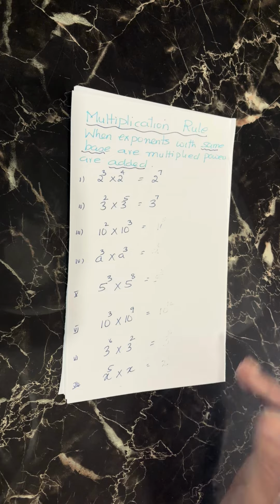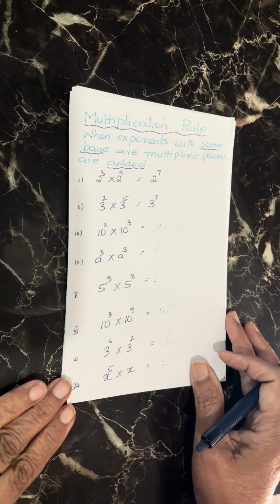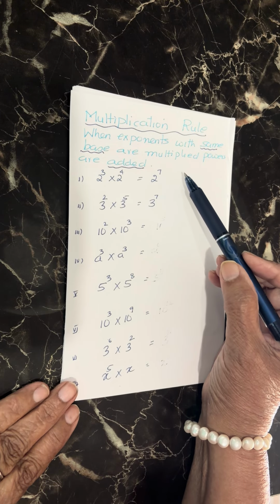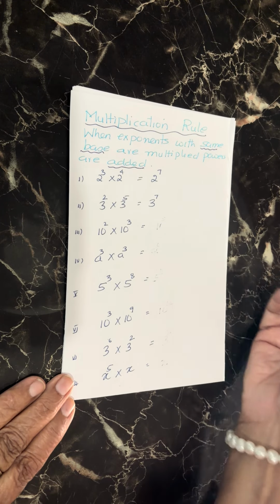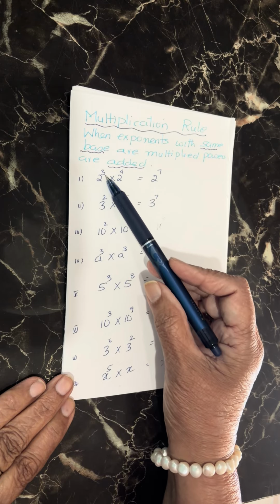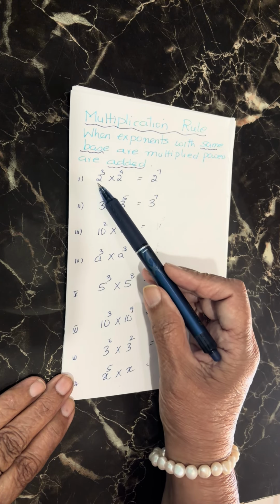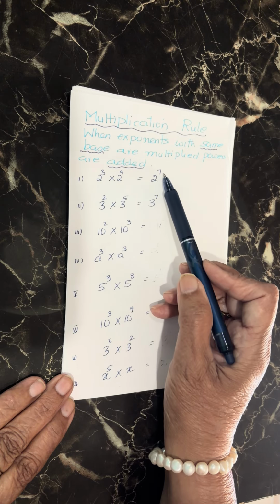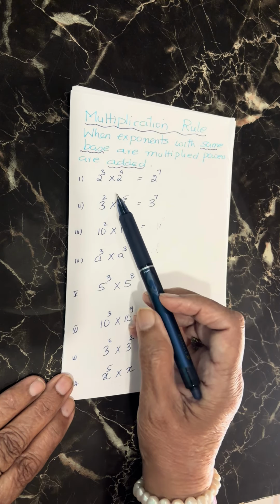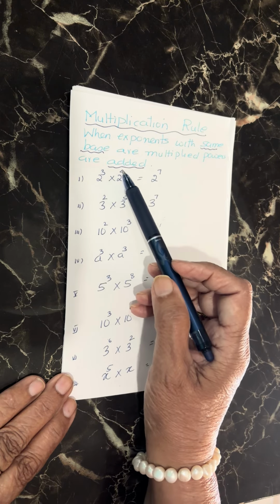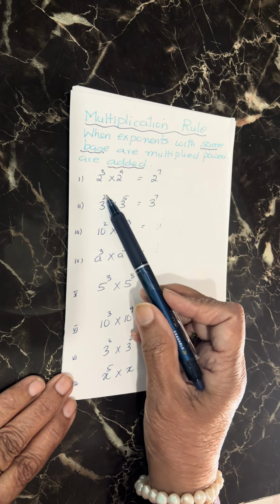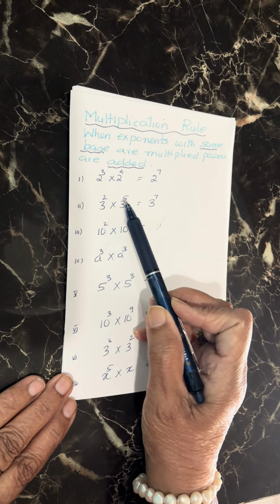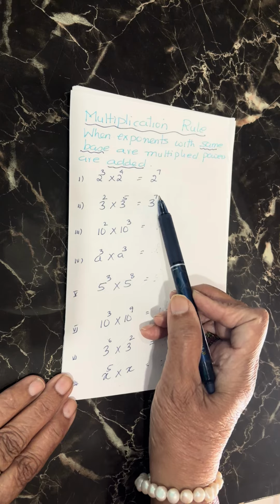So next rule is multiplication rule. So multiplication rule is when exponents with the same base are multiplied, the powers are added. Like example here, 2 to the power 3 times 2 to the power 4. So base is same, 2, and then we add the powers. So 4 plus 3 becomes 7. So with the same base, when they are multiplied, their powers are added. Like 3 to the power 2 times 3 to the power 5. So base is same, 3, and add the powers. 5 plus 2 becomes 7.